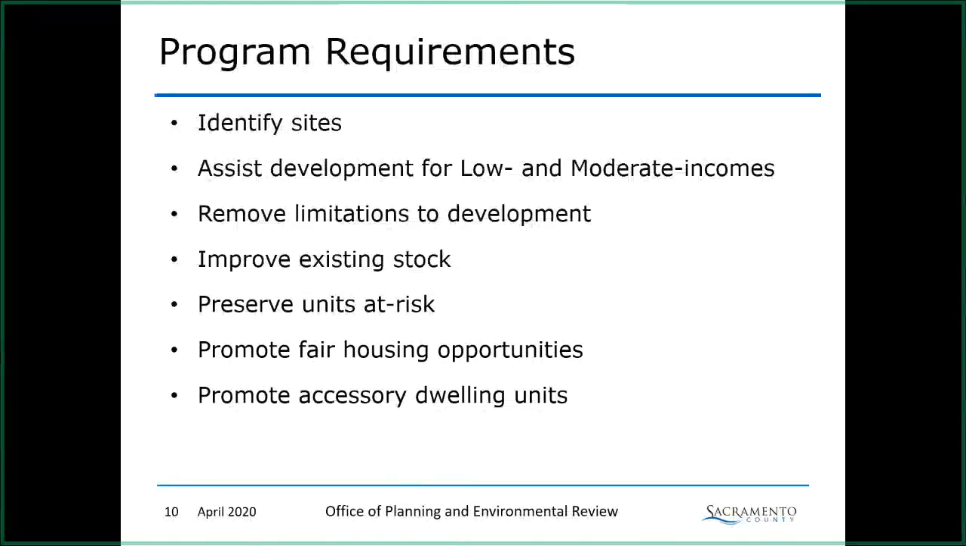preserve the existing affordable housing stock, which is at risk to conversion to market rate, promote fair housing opportunities, and ensure that county residents do not face barriers to accessing housing because of their race, color, age, sex, religion, national origin, family status, or disability, and promote the use of accessory dwelling units, also known as granny flats, as affordable housing options for low and moderate income households.